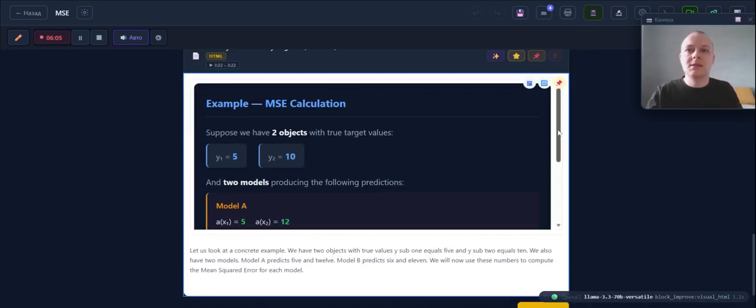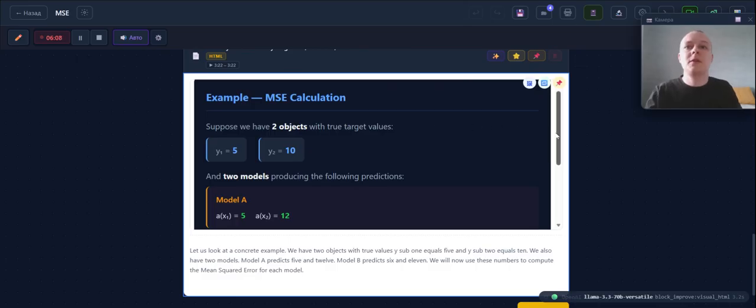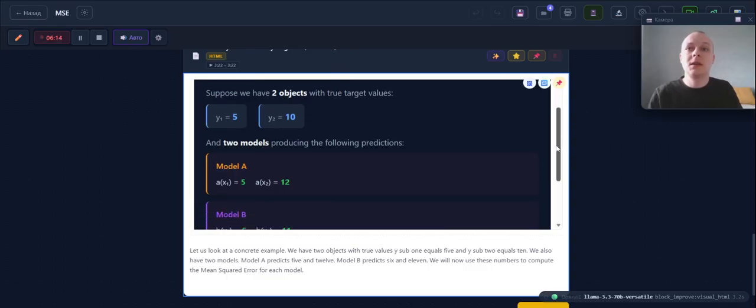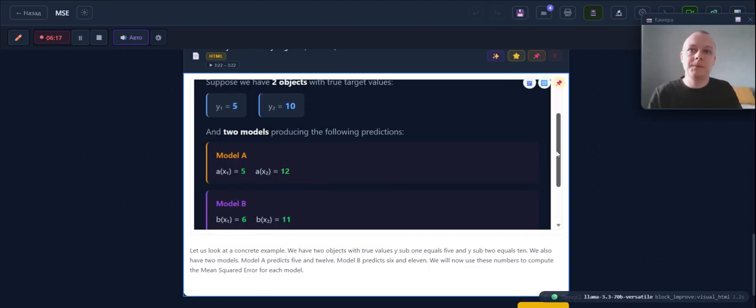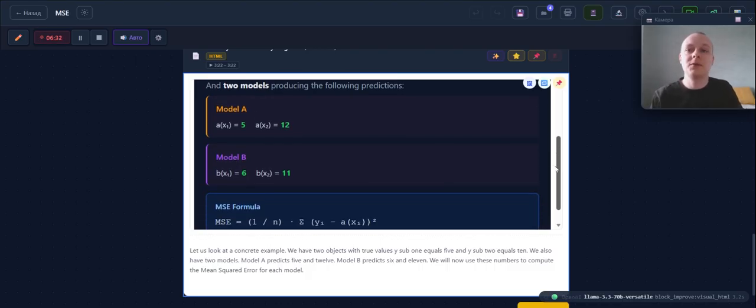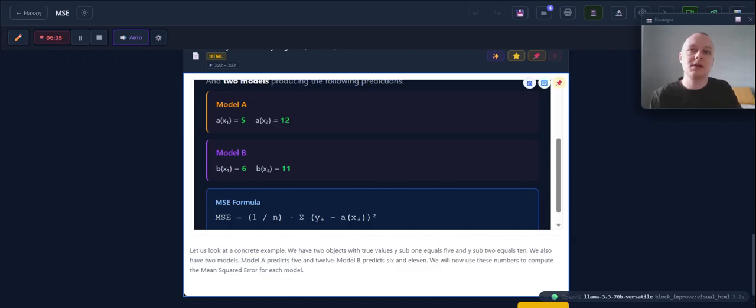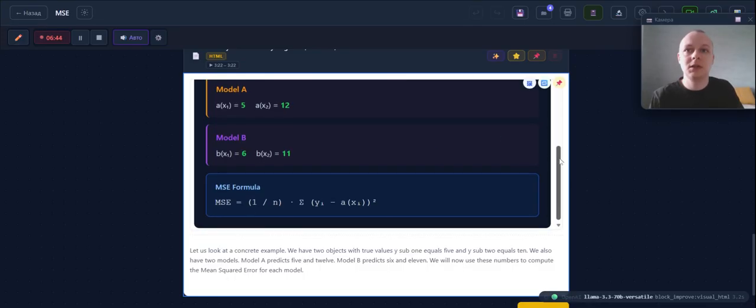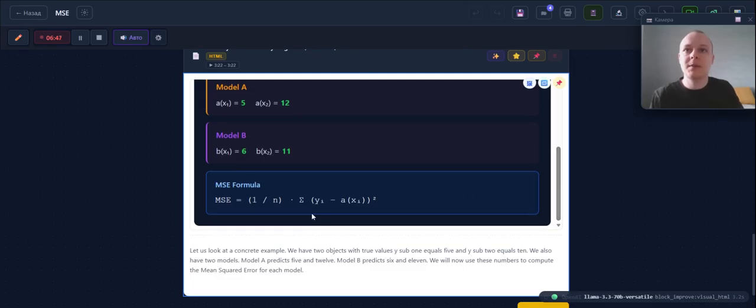Let's look at one example. Suppose we have two objects with true target values 5 and 10, and two models producing the following predictions. Model A produced prediction 5 for the first object and 12, sorry, for the second object. And we have model B. It also produces two results: 6 for the first object and 11 for the second object. And we have the MSE formula again.